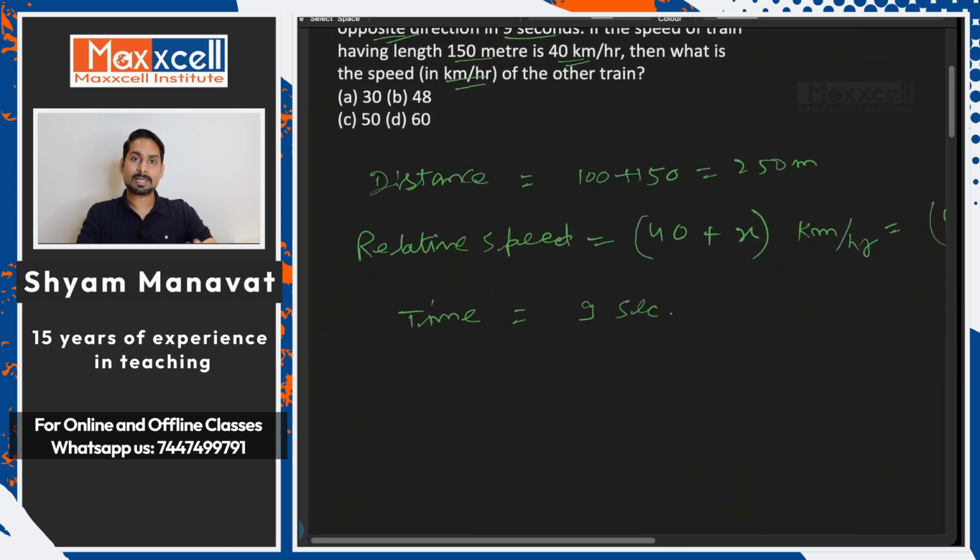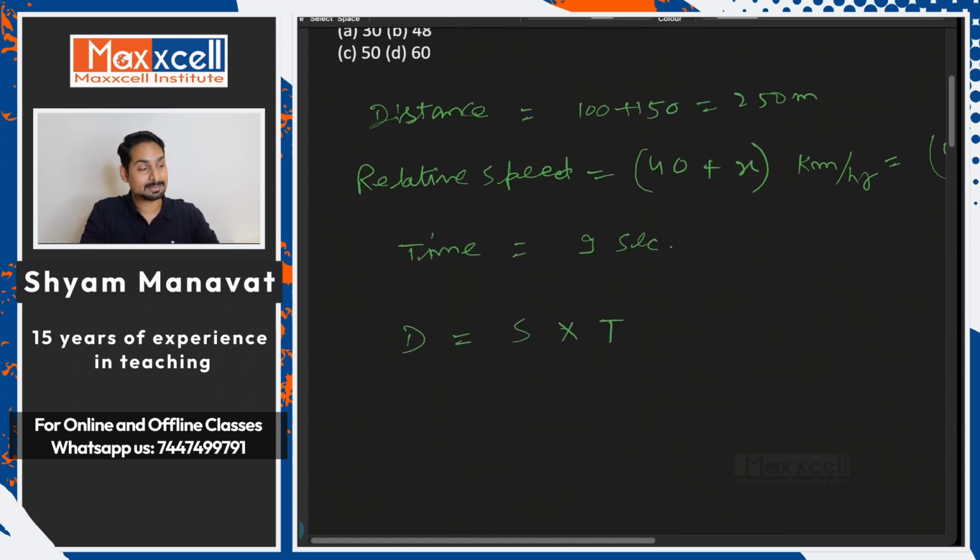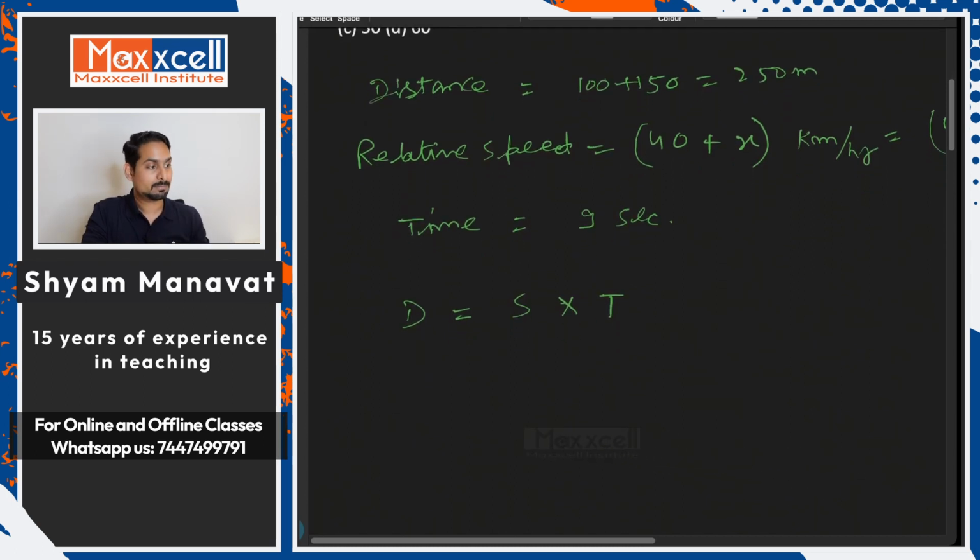Now, should you write all these things when you're solving the question in the exam? Not required. You can directly jump into the formula. The formula is distance is equal to speed into time, or speed equals distance upon time. You can use either one of them. I'll use this formula for this question. So I have distance as 250, speed as (40 plus x) into 5 by 18, and the time given there is 9 seconds.